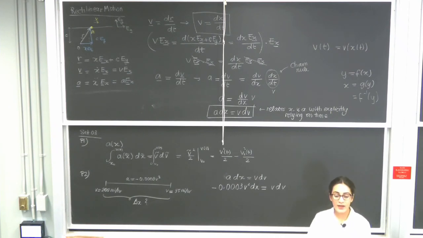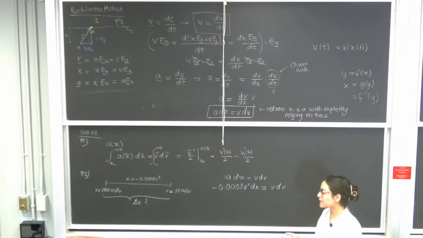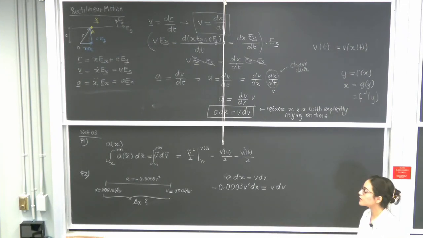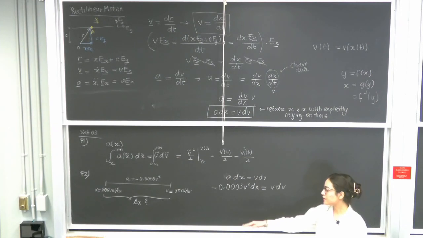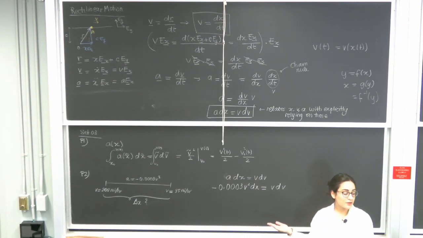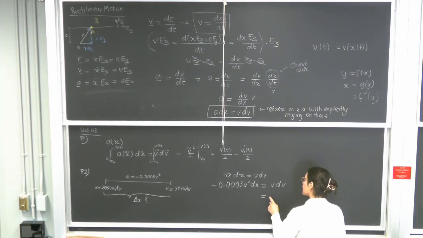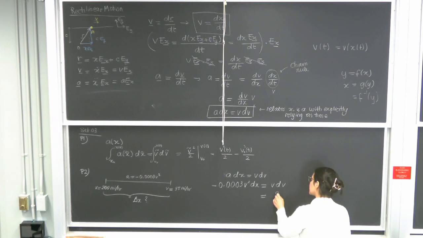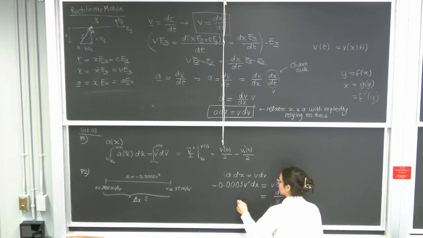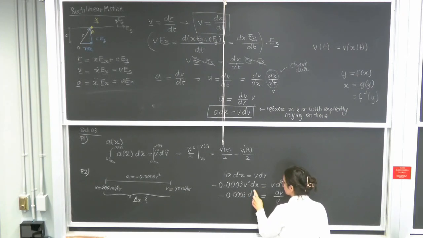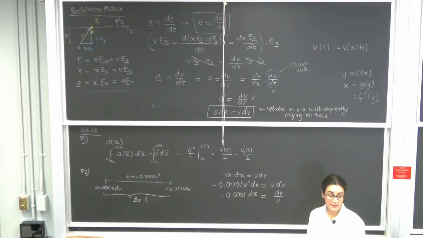Divide by v squared. So what am I basically doing? Exactly, I'm separating the variables. I'm going to put all the v squared variables on one side and all the x variables on the other side. This is a separable differential equation, so I can do that, and then I can solve it easily just by integrating it. So I'll get dv over v and then minus 0.0003 dx. Okay, cool. Now I can integrate.